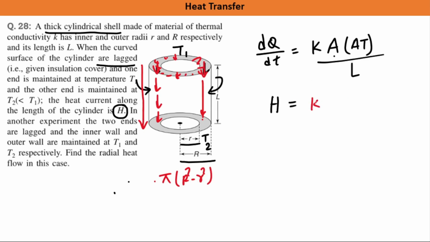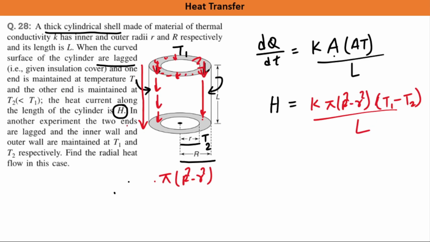K is constant, obviously, this is a material property. A is constant here. So this is constant, and that is why we can directly put in things in the formula and equate it to H, and this is L. Okay, so H is equal to this basically.